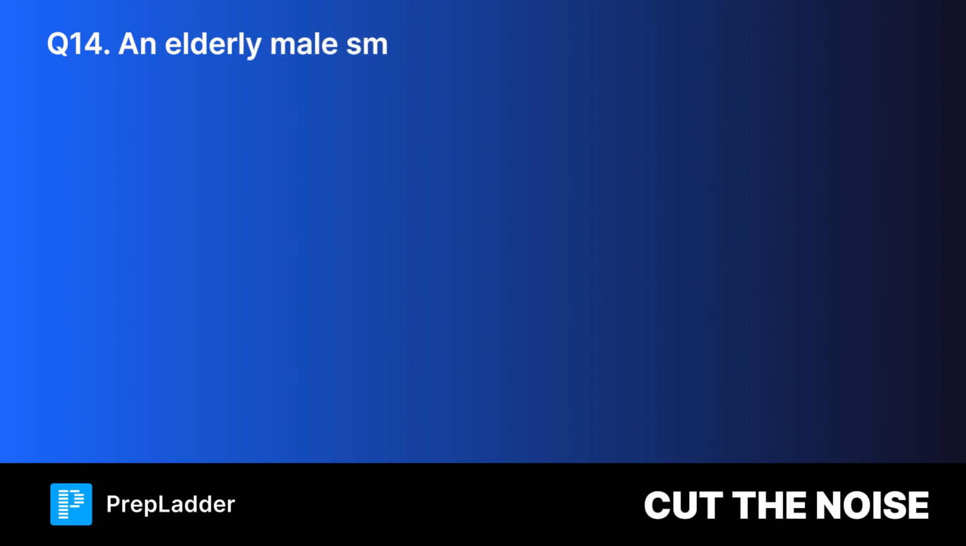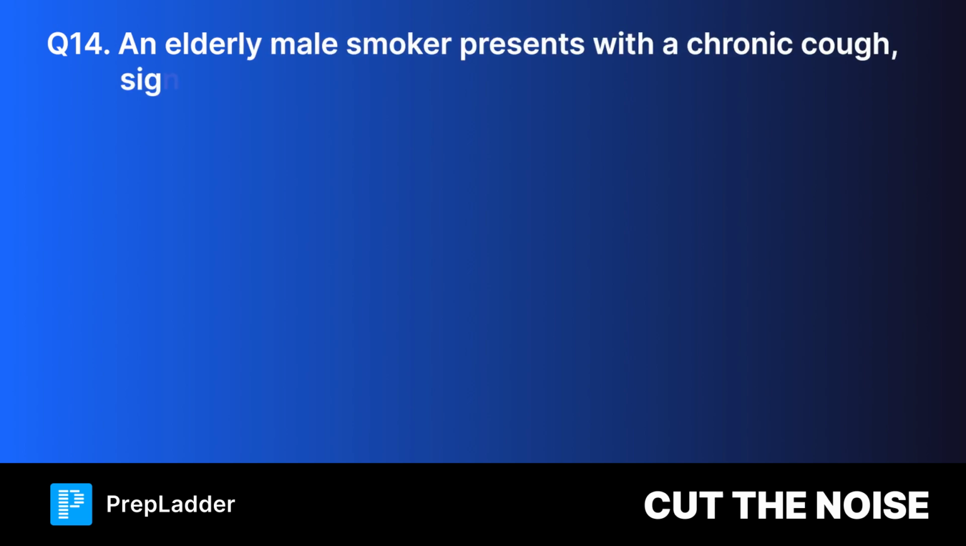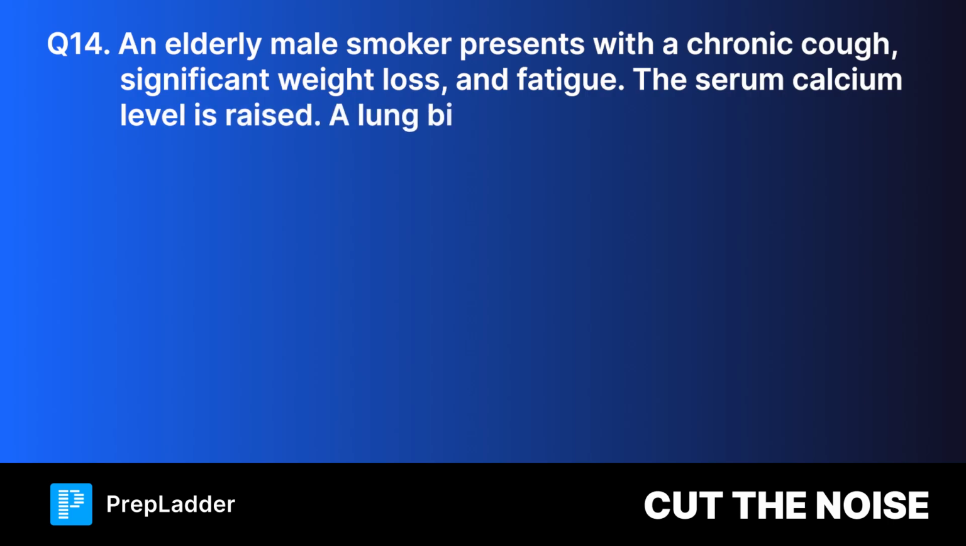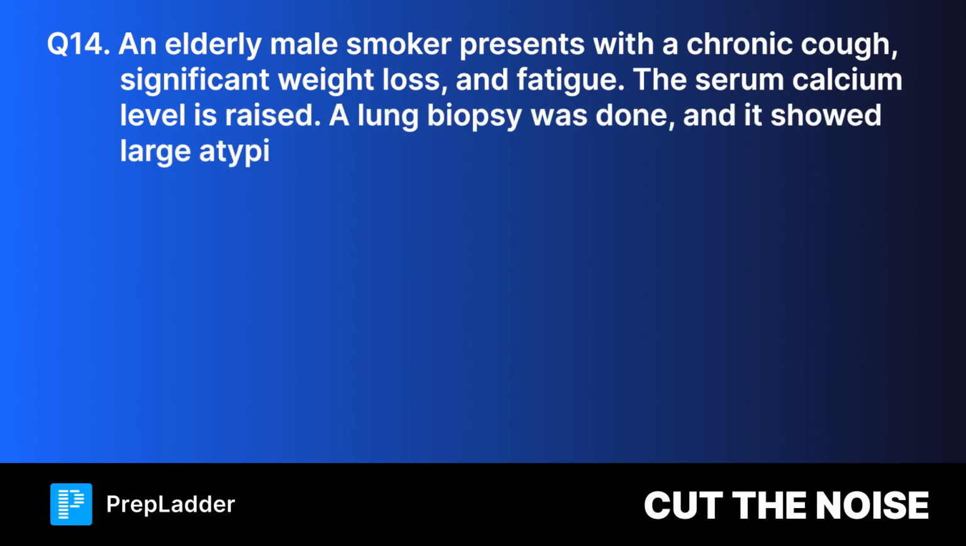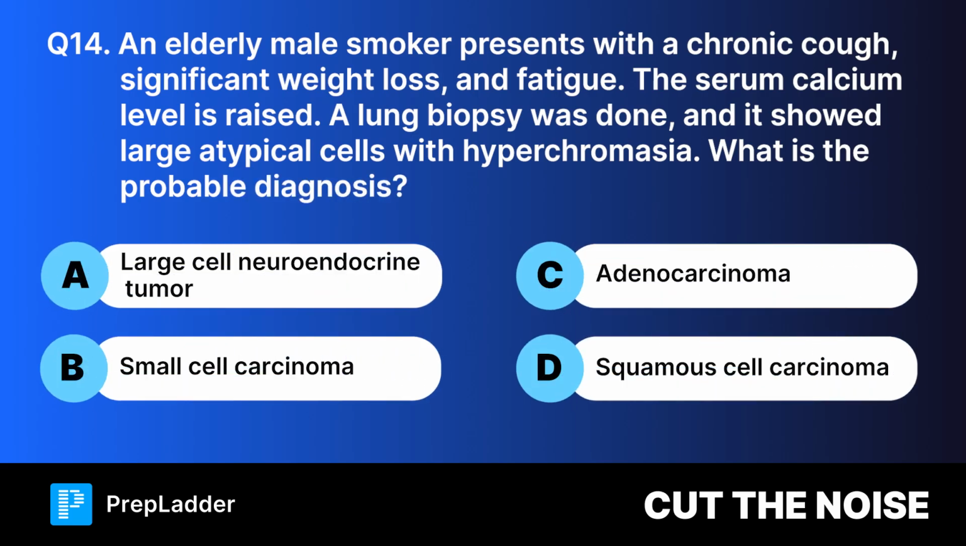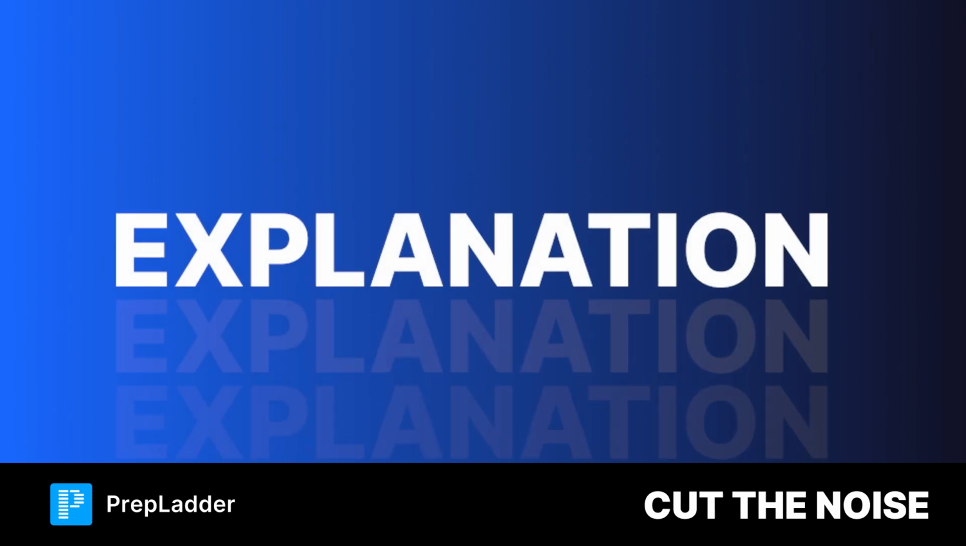Question number 14. An elderly male smoker presents with a chronic cough, significant weight loss, and fatigue. The serum calcium level is raised. A lung biopsy was done, and it showed large atypical cells with hyperchromasia. What is the probable diagnosis? Your options are. And the correct answer is squamous cell carcinoma. Here's the explanation.